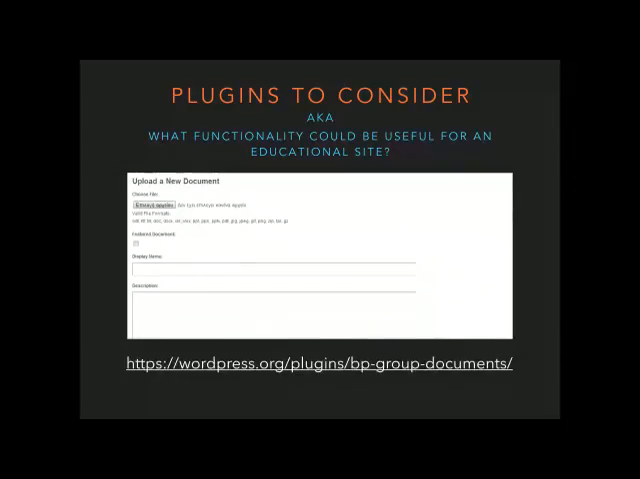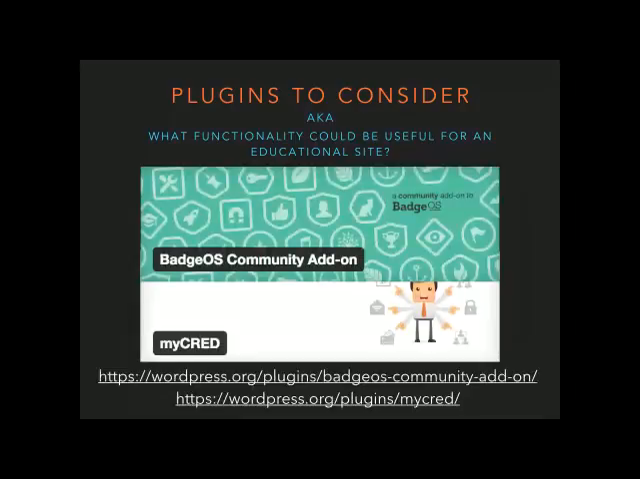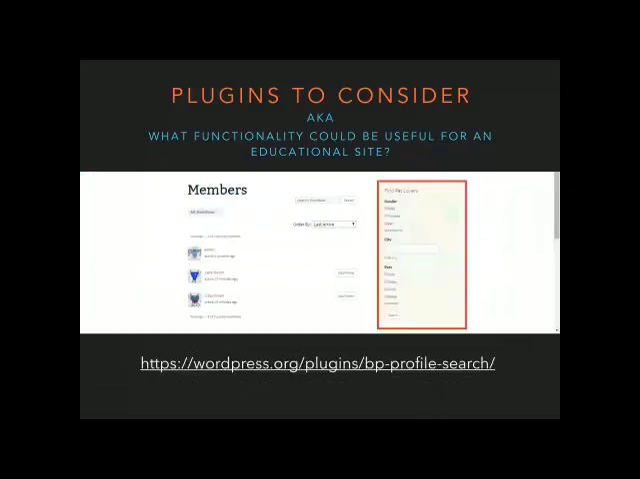We've already talked about BP group documents. Basically this allows you to create a page within a BuddyPress group. This allows you to upload any document. Badge OS community add-on allows you to offer kind of like a gaming system where people can earn badges based on community activity and display those badges on their user profiles and in their activity feeds. So that could be kind of a little incentive, something a little bit fun.